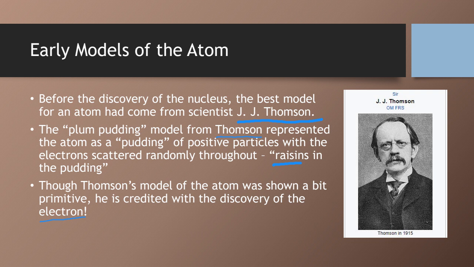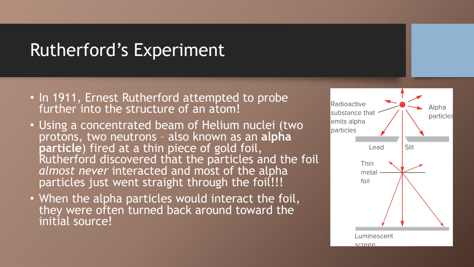After Thomson's model came Ernest Rutherford. And Rutherford attempted to probe further into what the inside of the atom actually looked like. The plum pudding model didn't really make a lot of sense with the way that things interacted and occurred. And so Rutherford was trying to figure out what's going on inside of an atom. Does it really look like that plum pudding?